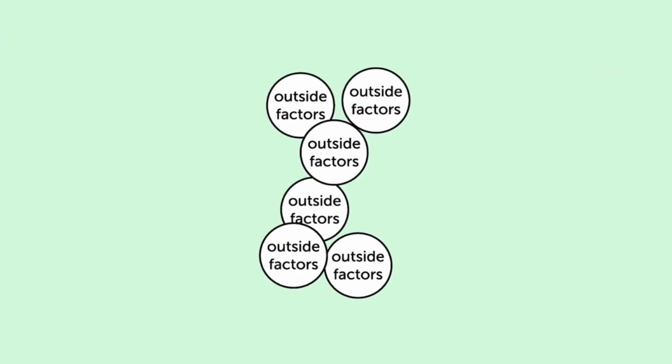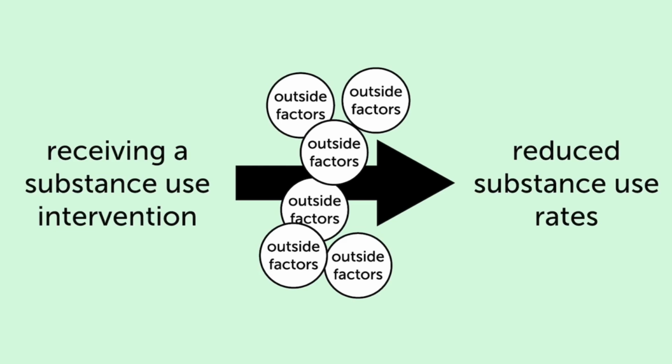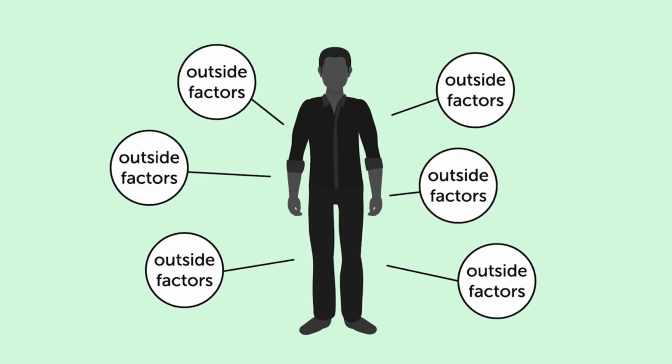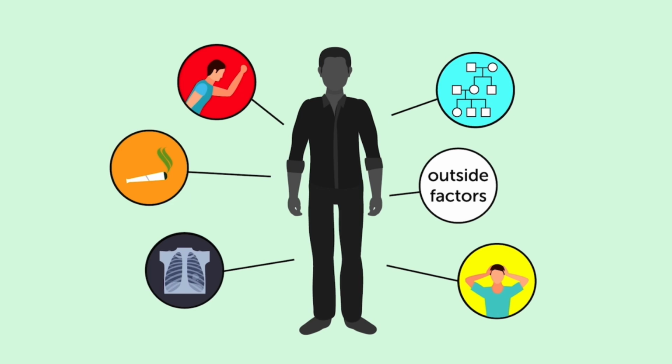Controlling all conditions in a study is very difficult and, therefore, may limit your ability to conclude that a variable, such as receiving a substance use intervention, resulted in reduced substance use rates. Outside factors that relate to substance use might include previous substance use, family history of addiction, stress or mental illness, other health conditions, current or former experiences with violence, instability in employment, housing, or relationships, etc.